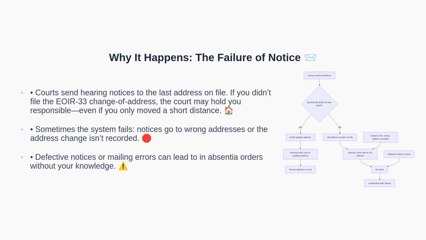Here is why notice failures happen. The court sends hearing notices to the last address on file. If you moved and did not submit the EOIR-33 notice of change of address to EOIR, the court may consider you responsible for not receiving the notice. However, sometimes the system itself fails by recording a wrong address or failing to process a properly submitted change. In both scenarios, a defective or misdirected notice can lead to an in absentia order.